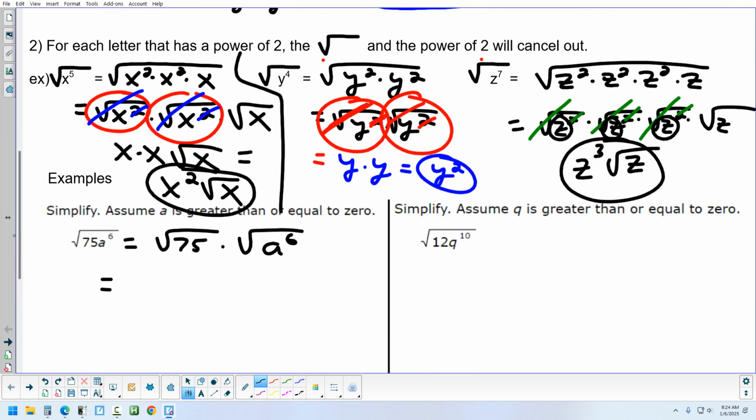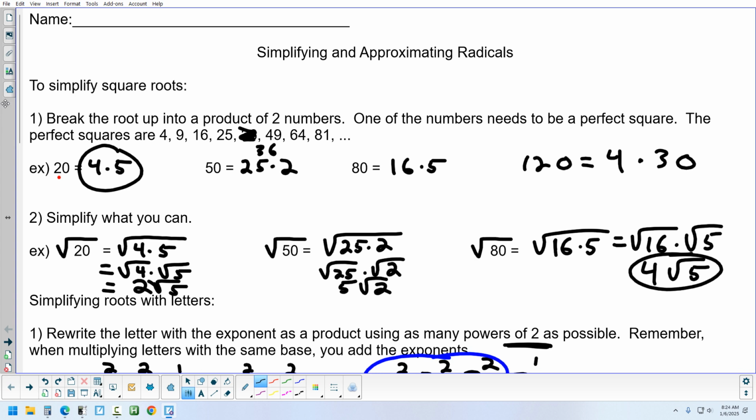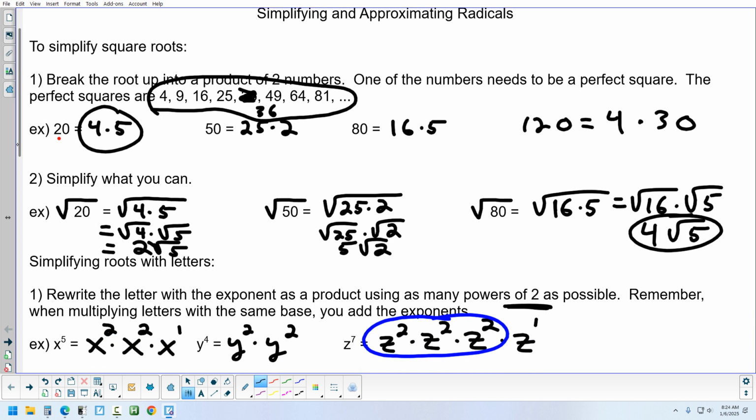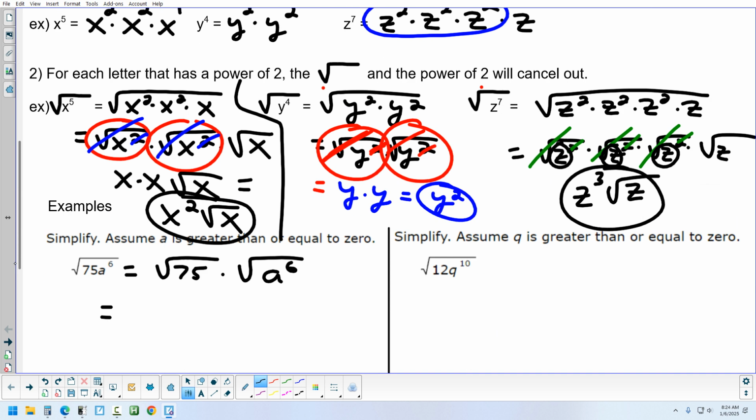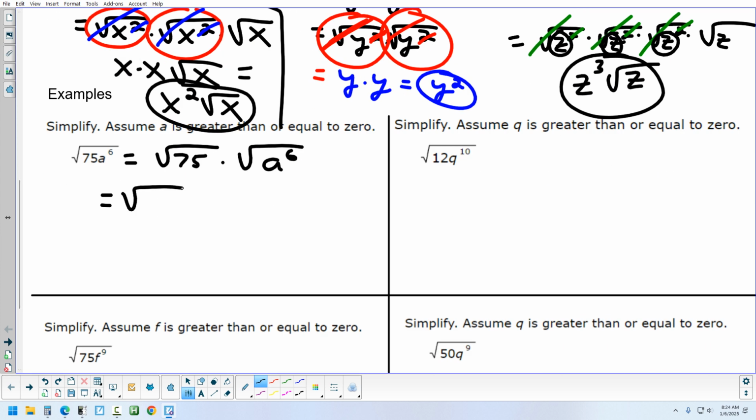Does anybody see a number from this list that you can use to break up the number 75? Yep. 25 times 3. Perfect. So we're going to break it up into the square root of 25 times 3. Okay, we'll do that problem.